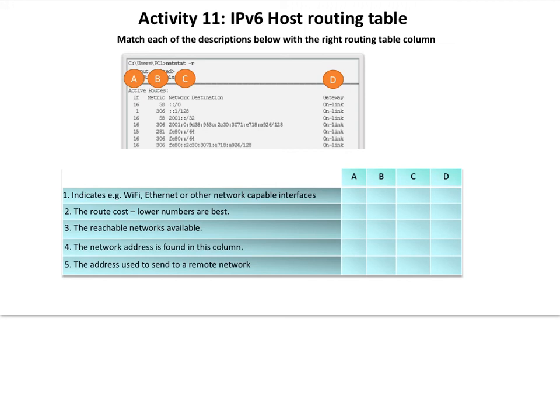Okay, so anyway, indicates Wi-Fi, Ethernet, or other network-capable interfaces. This is A. The route cost, this is B. The reachable networks, this is C. The network address is found in this column. This is also A. C. The address used to send to a remote network, this is the A. Any questions?